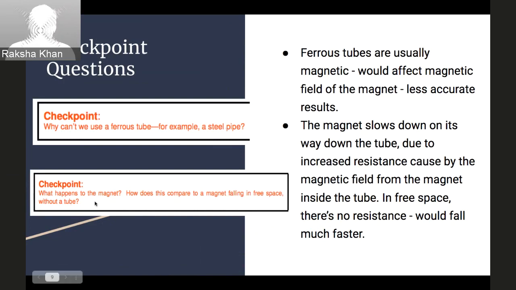And then the second checkpoint question of what happens to the magnet. The magnet slows down on its way down the tube because of the increased resistance caused by the magnetic field from the magnet inside the tube. And in free space, there isn't any resistance, so the magnet would fall down much faster.